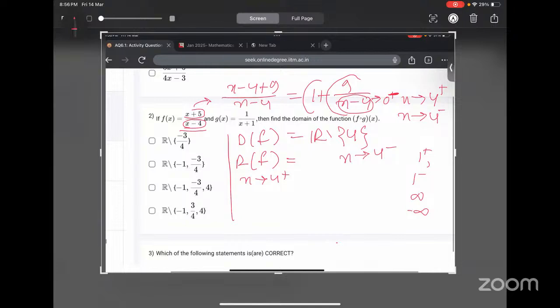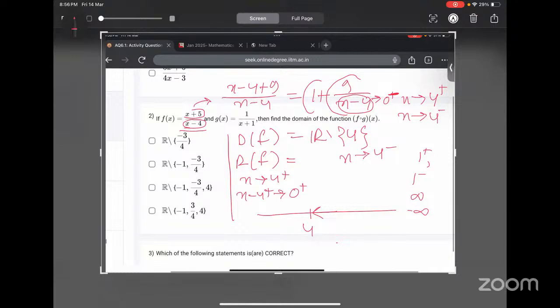Ma'am, if you can draw a number line, that will be easy for understanding. Sure. So this is 4. When you are approaching 4 from the right hand side, x is greater than 4, right? Then x minus 4 will be approaching 0 from the right hand side. Because you're approaching from infinity towards 4, you're always on the higher side, above 4. So this is a positive number, and x minus 4 will be approaching 0 plus.